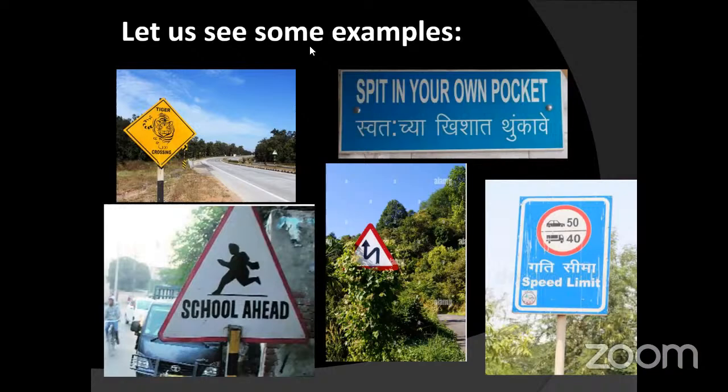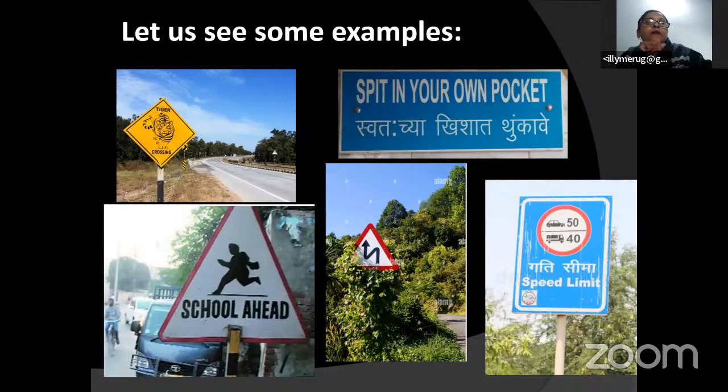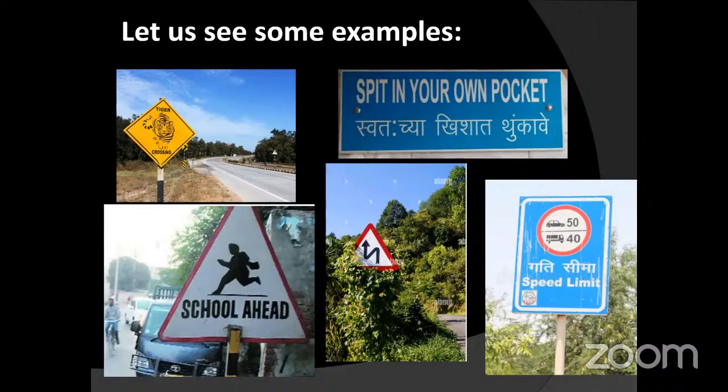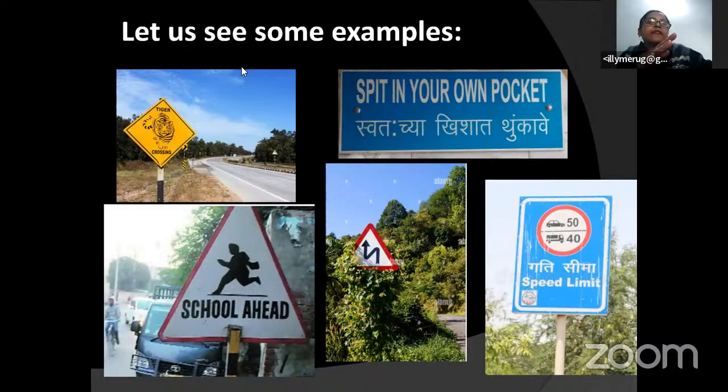Yes, it is about animals. Tiger is found in that area, so you've got to be careful while crossing. Tigers will be crossing, so we can't run with speed. The vehicles cannot run with speed. They've got to maintain a standard 15 or 20 km per hour to cross that area. All right. Moving to the next picture, that is spit in your own pocket.